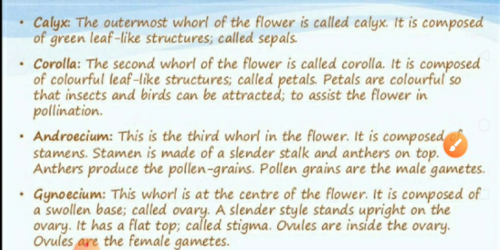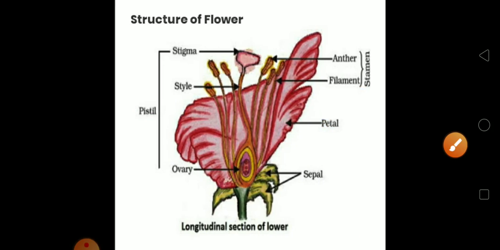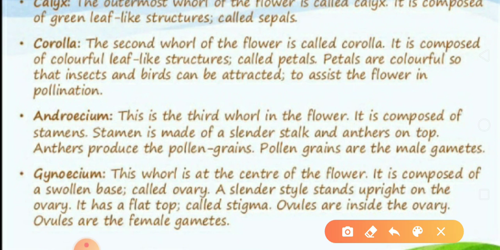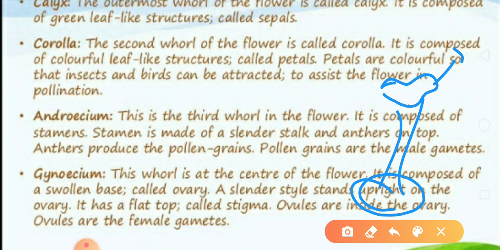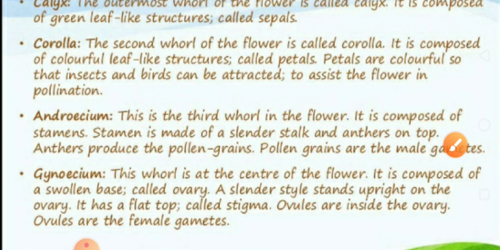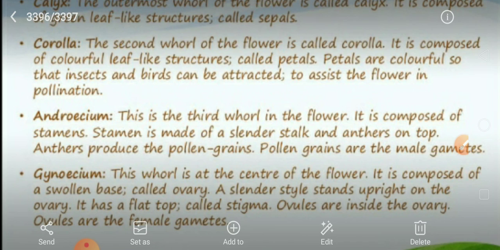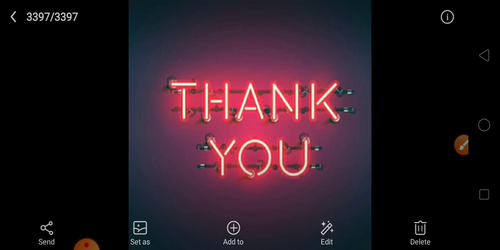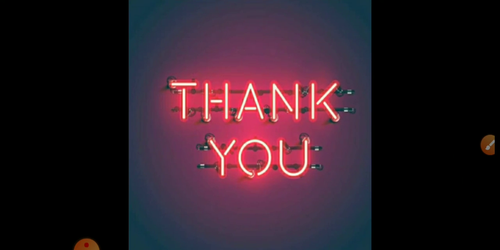It is composed of a swollen base, the ovary, and a cylindrical style. This is the stigma, this is the style, and this swollen part is the ovary. Okay, ovules are inside the ovary, and ovules produce female gametes, right? This is the structure of a flower.